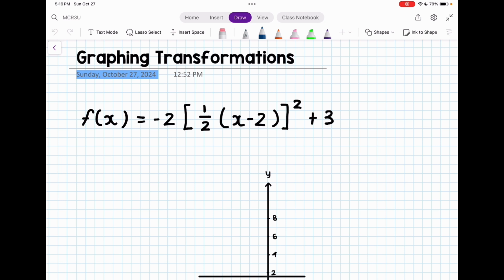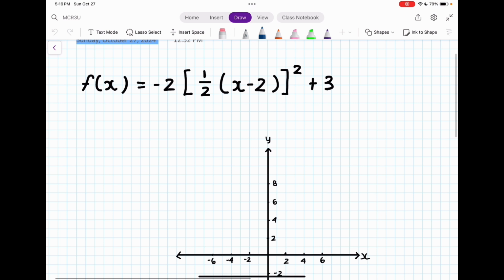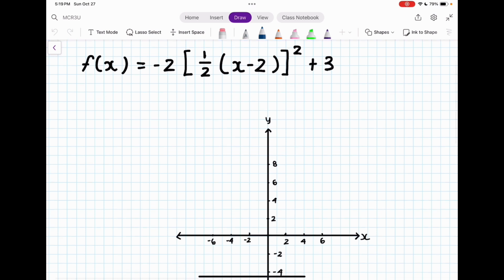This lesson will be on graphing transformations. So here we have the function that we want. So this is our transformed function. And we can see because it is a squared function, so we are transforming y equals x squared. So that's our parent graph. So let's draw the parent function first.